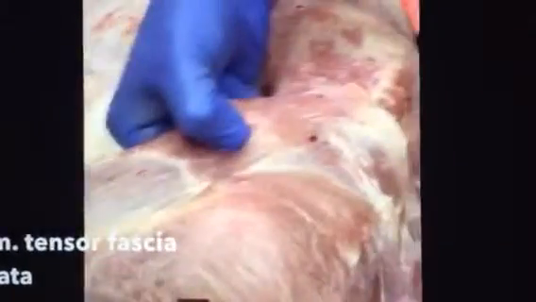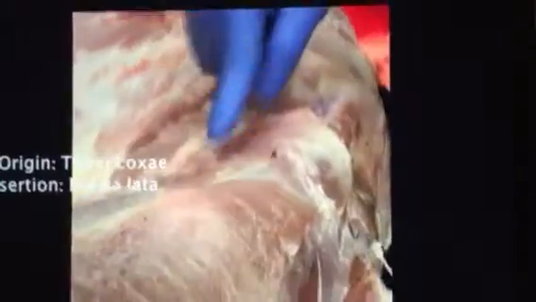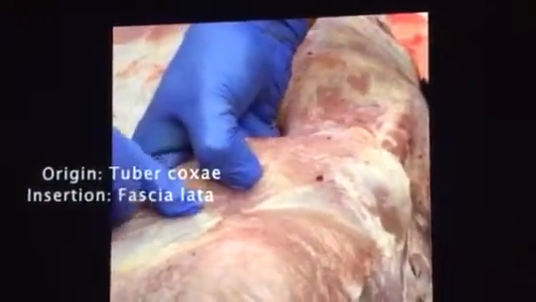The tensor fasciae latae muscle originates at the tuber coxae, inserts at the fascia lata, and its major actions are the flexion of the hip and extension of the stifle.